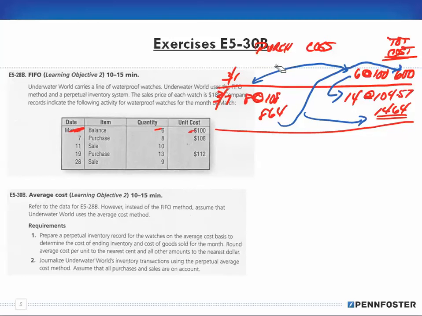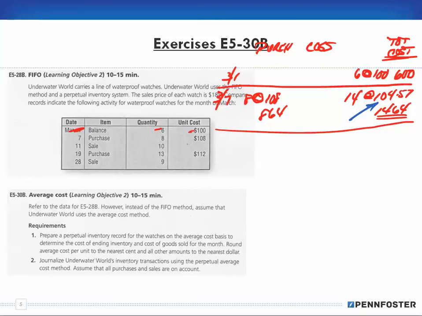And of course, then I divide one by the other. I divide the 1464 by the 14 to give me my average cost of 104.57. Notice it's not 100 and it's not 108. These 6 were bought at 100, these 8 were bought at 108, but that's no longer valid. All of them are averaged out. That's why it's average costing at 104.57.